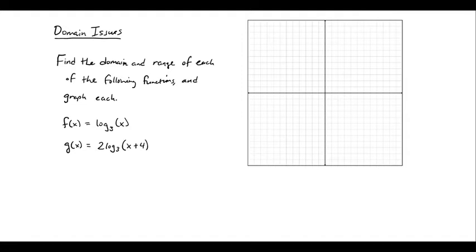Okay, so the first function I gave us to work with was f of x equals the base 3 logarithm of x. And to develop a graph of this, we're going to use one fact over and over and over, which is this fact. The function log base 3 of x is the inverse function of 3 to the x. A logarithmic function is always the inverse of an exponential function of some stripe, and that's definitely the case here.